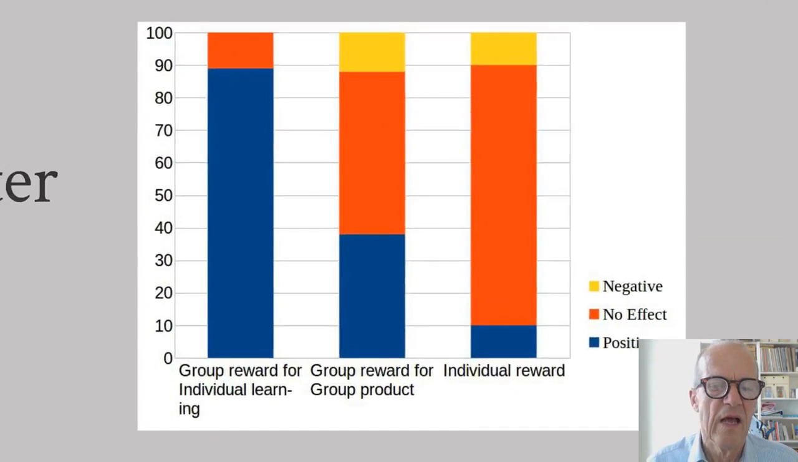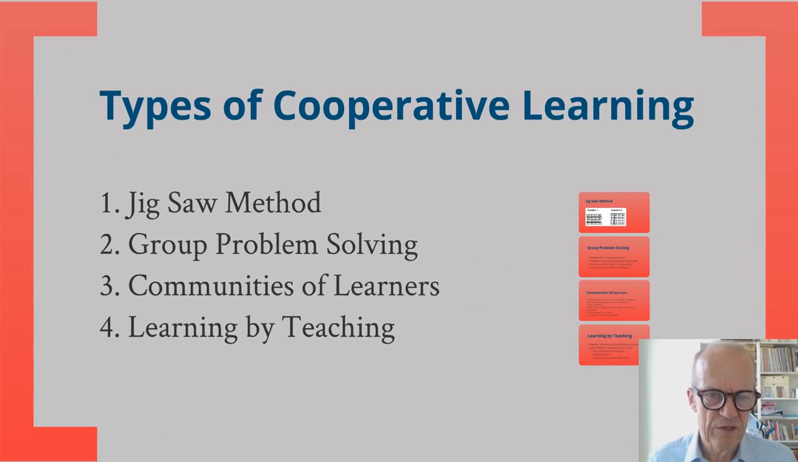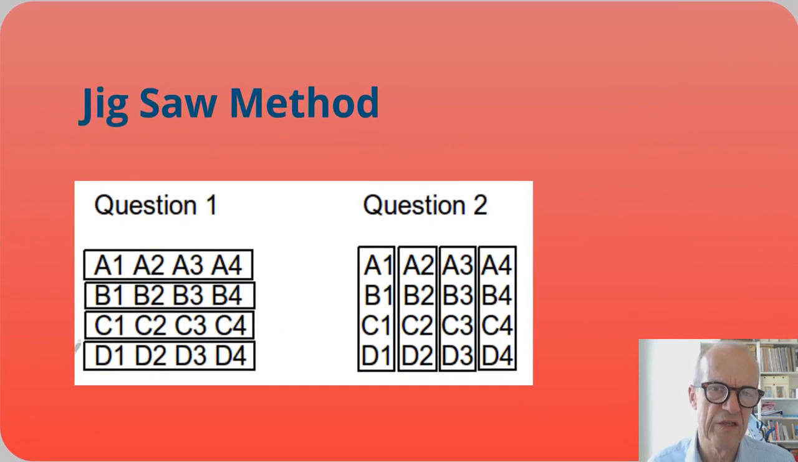Okay, so now we just make a distinction between various types of cooperative learning, 4 types in fact. I will briefly discuss them. Of course you can get some further information when you focus on each of these keywords and you just start to search in Google Scholar or another database. This is an interesting approach.